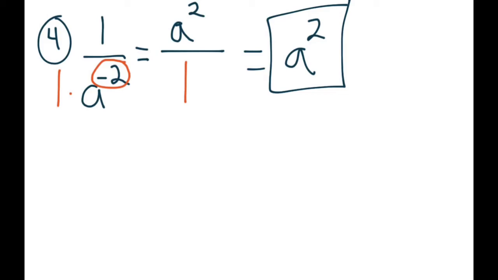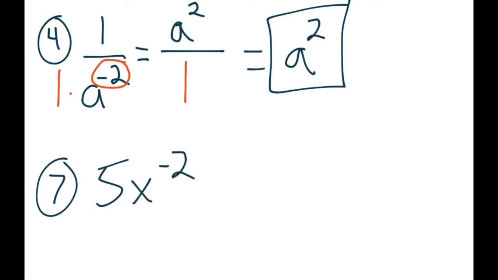Okay, so let's look at number 7 here. Number 7 is 5x to the negative 2. This is very similar to number 2 here. So make it a fraction to begin with. Then ask yourself, do you have a fraction at the end of the answer? And if you don't need the fraction, you can always get rid of it. Ask yourself, does each part get to travel?